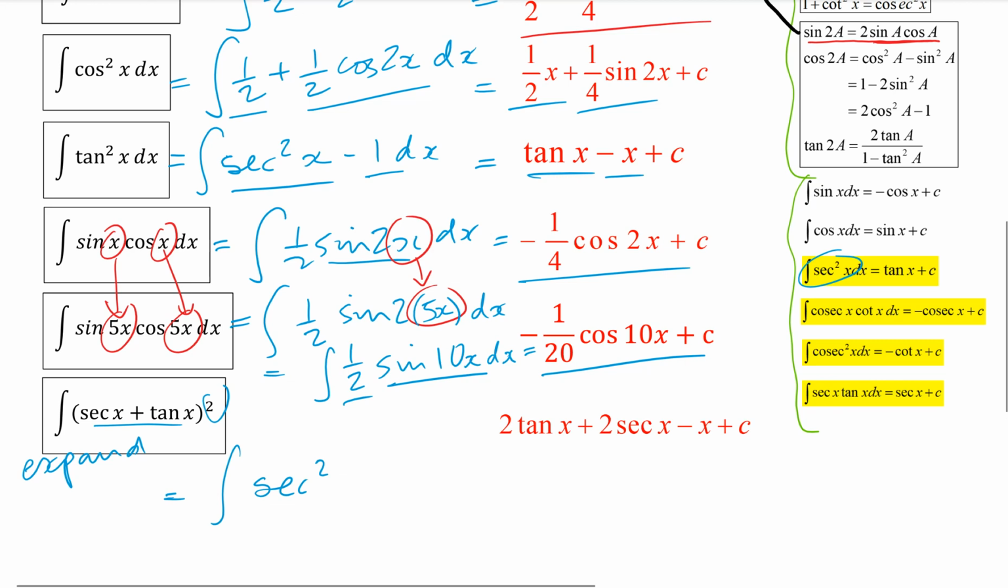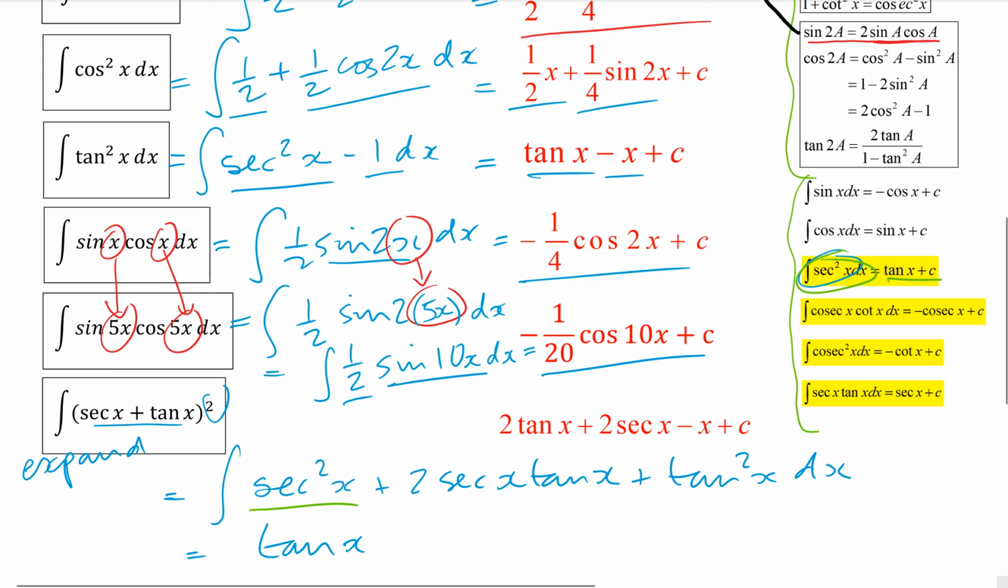If we do that, we're going to get sec squared x plus 2 sec x tan x plus tan squared x dx. Okay, so that's just expanding the double brackets, and what we can do now is just integrate all of those because they're all fairly easy to integrate. You can see that the integral of sec squared is tan x. The integral of this sec x tan x is just sec x. Got a 2 in front of it though.